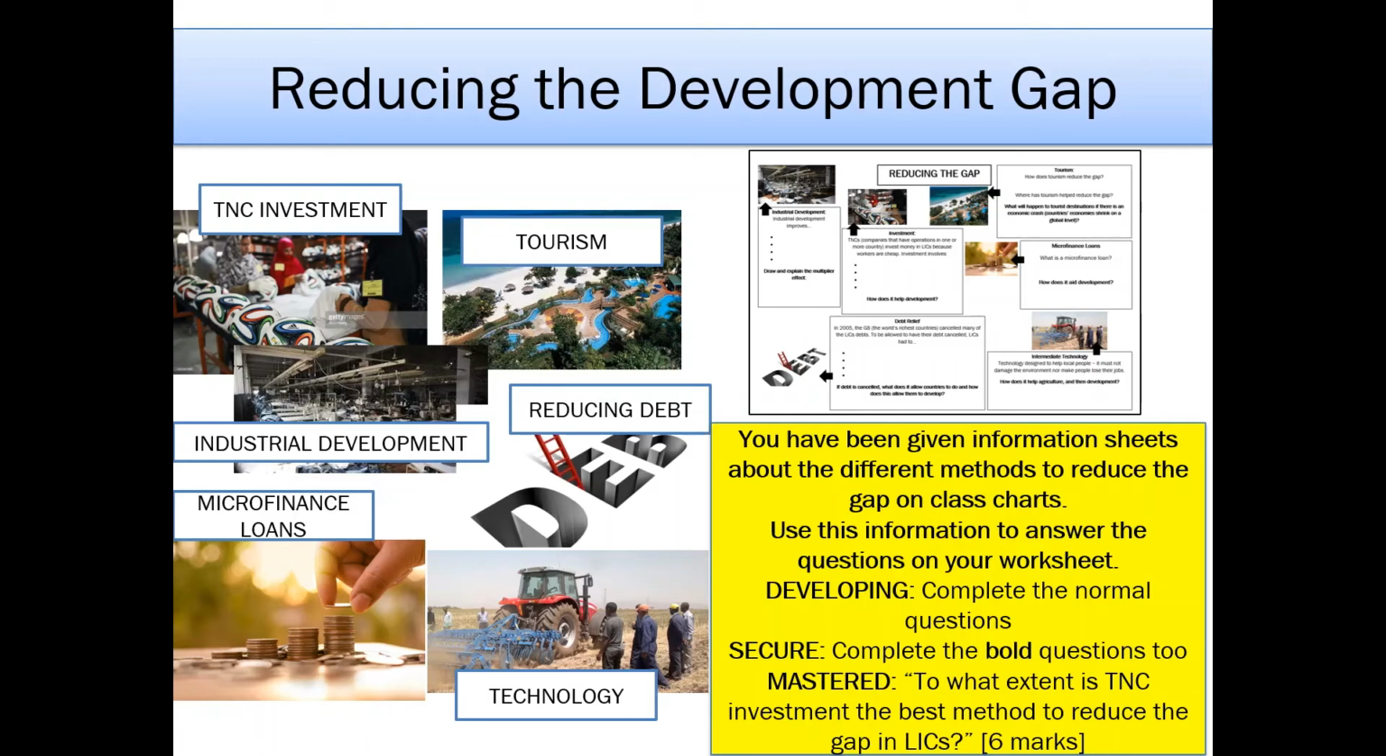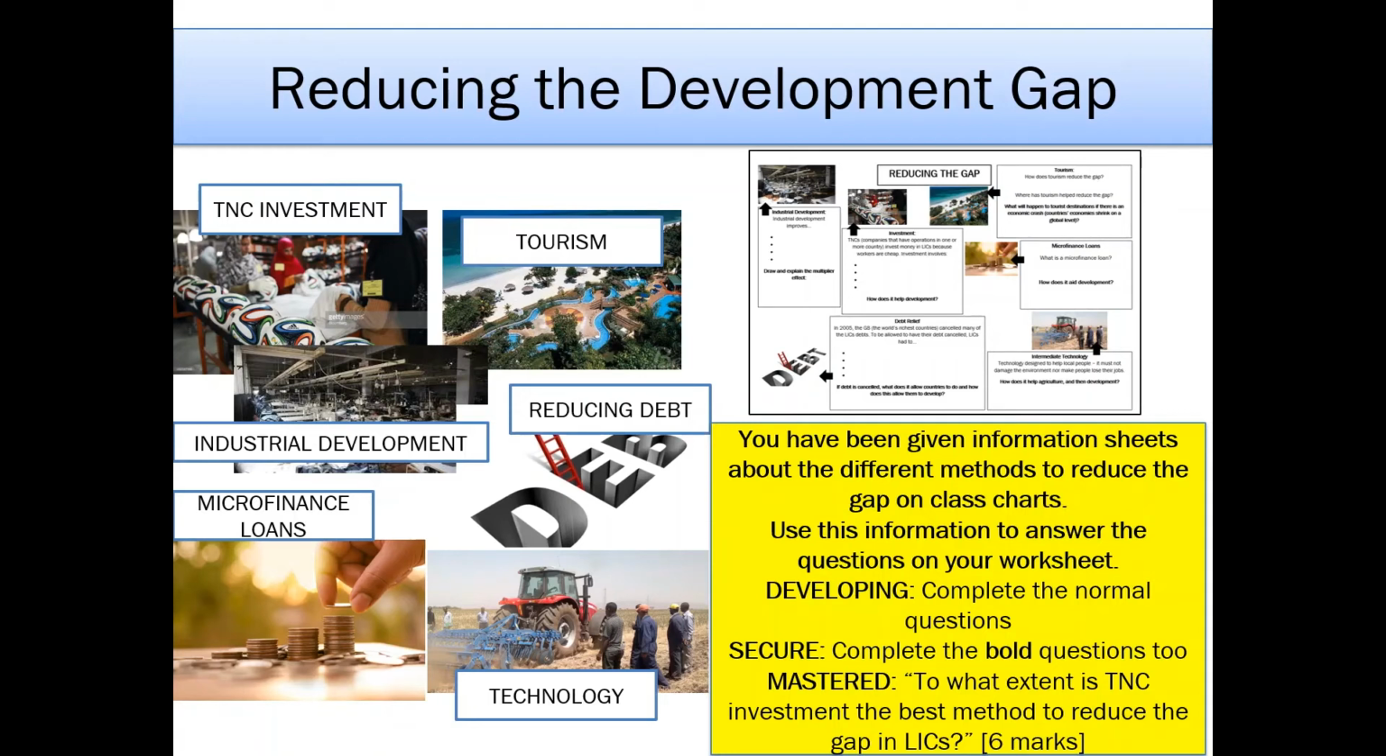So for the developing, you need to look at your reduce the gap worksheet and you just need to complete the normal questions. For secured, there are questions in bold and you need to complete them to complete the secured task. And then for mastered, you've got the exam question at the bottom here, which is, to what extent is a TNC investment the best method to reduce the gap in an LIC?